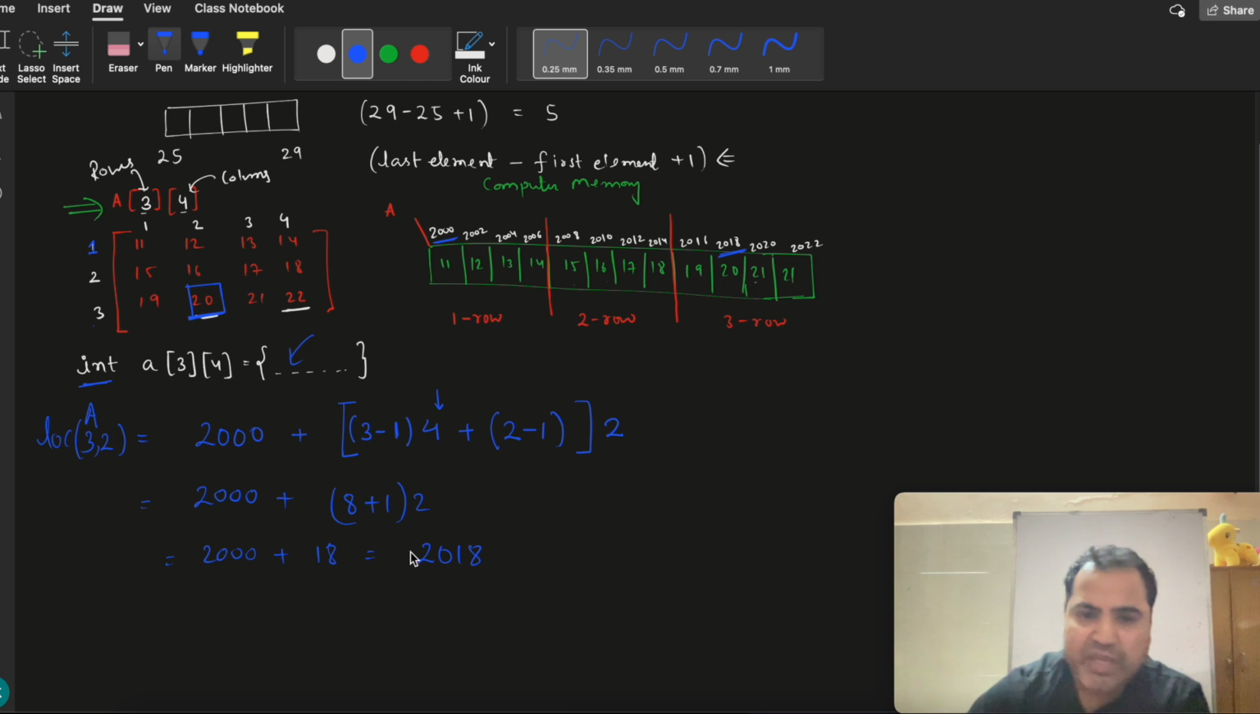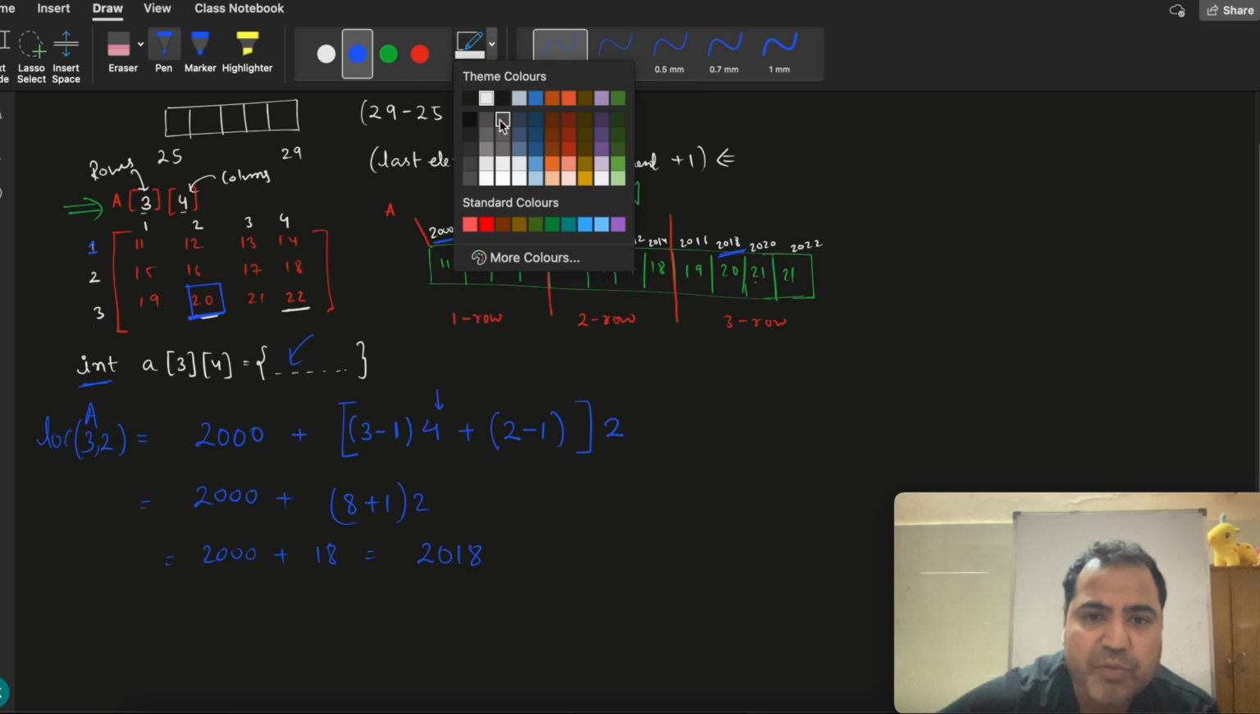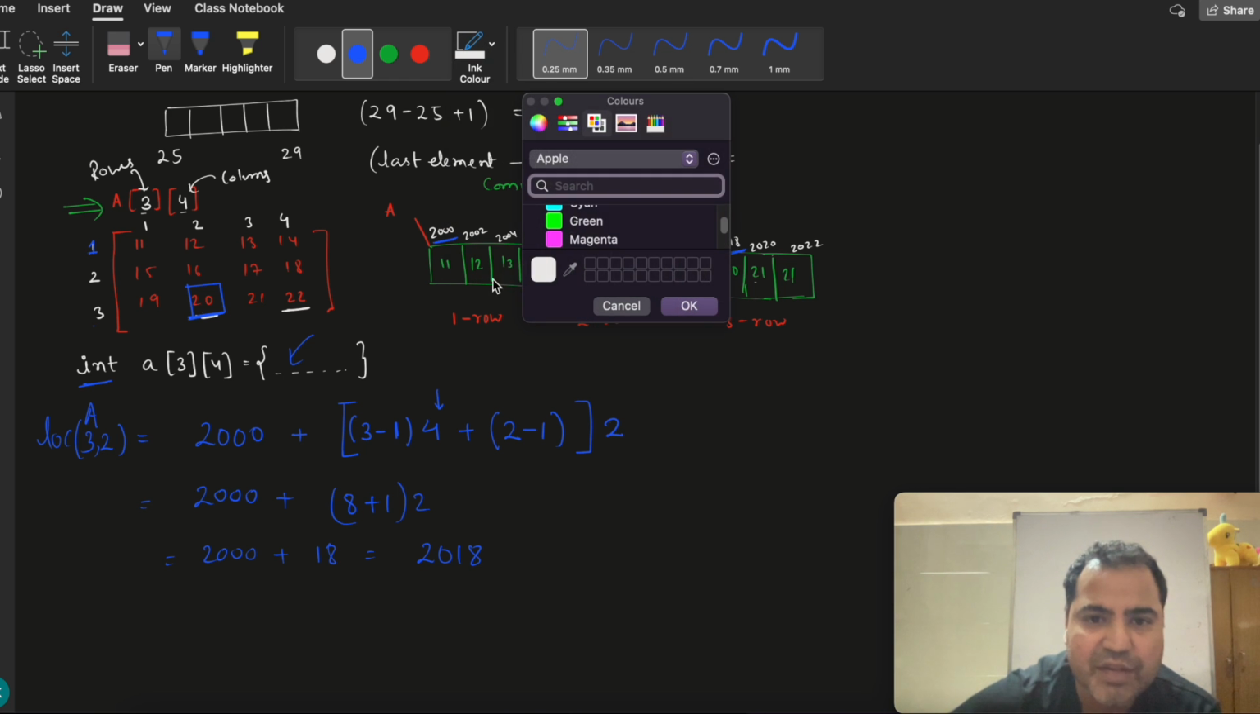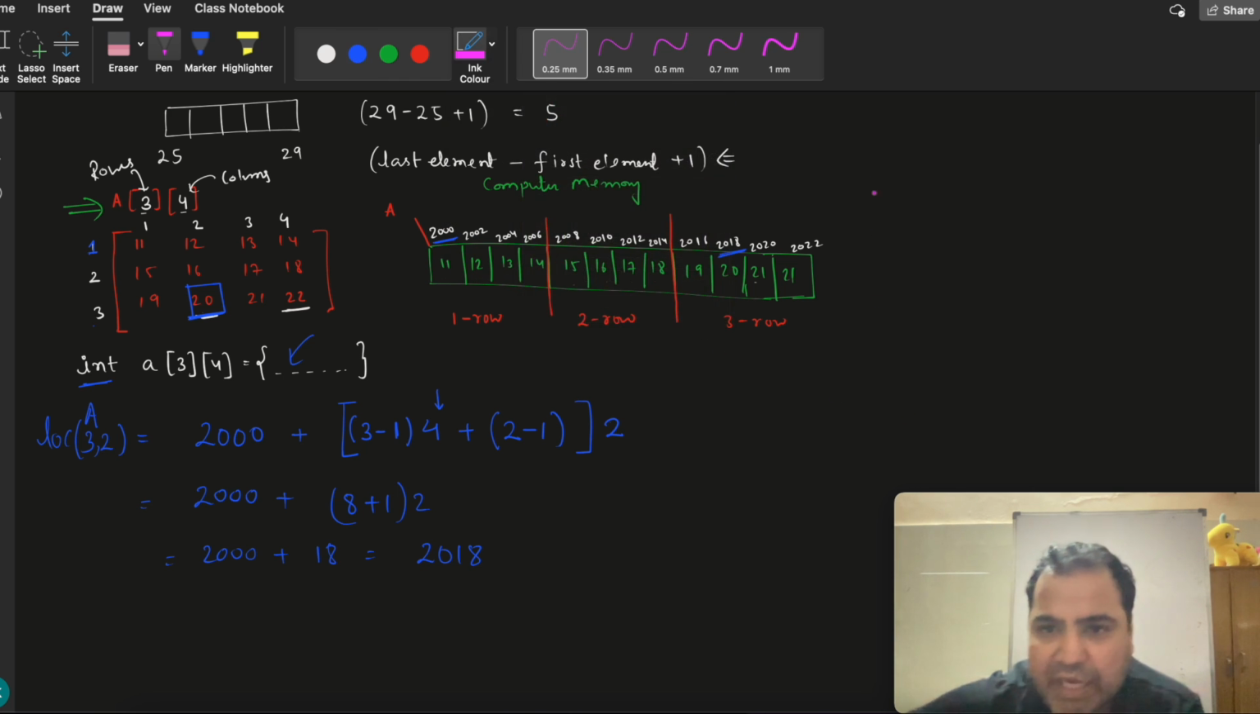The location of 3 comma 2. We developed a similar kind of formula in the last class for the 1D array, but this is how our computer gets the addresses. I will do one more example here to make this formula much clearer. Then we will generalize the formula.